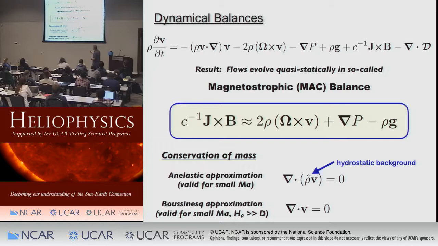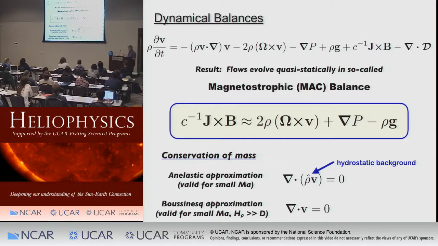And then if you put it into the mass continuity equation, then if you have small Mach numbers, you can say that the divergence of the mass flux is zero. So what comes up comes down, you don't have any compression anywhere. You just have mass flux flowing up and down and around. If, in addition to a small Mach number, you have a density scale height that's much larger than the depth of your convective layer, then the Boussinesq approximation holds, that the divergence of the velocity field itself is zero. So again, you see a lot of theory assume this.